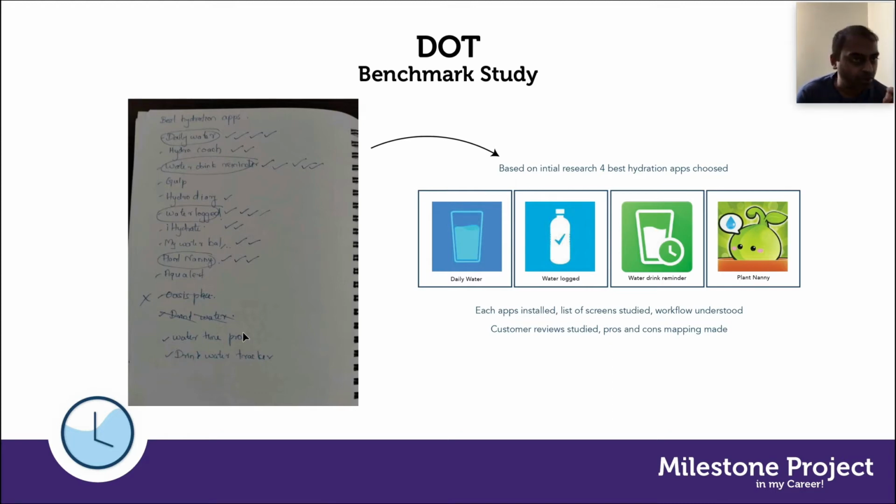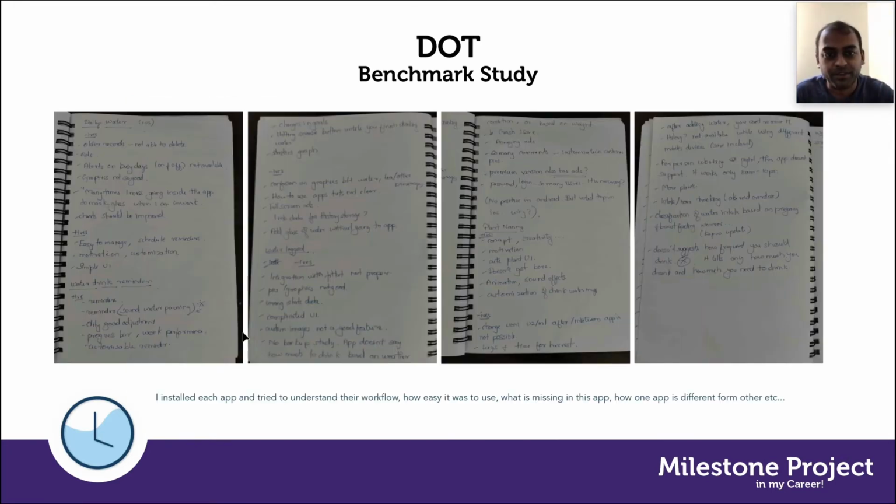Plant Nanny is somewhat different from the other apps, but it still connects to the brand and it is a highly creative app. With these 4 apps filtered, I installed each app and understood the workflow. I read all the comments of the app and understood the pros and cons based on the comments, and all the mapping has been done. You can see Daily Water's negatives and positives, Water Drinker positives and negatives, Water Log, Plant Nanny, everything I listed down and wrote out manually. I understood what is there in this app and what is missing in the other apps.